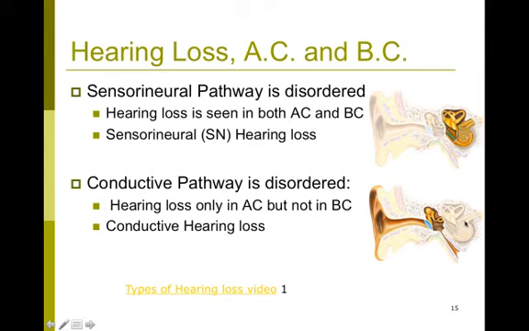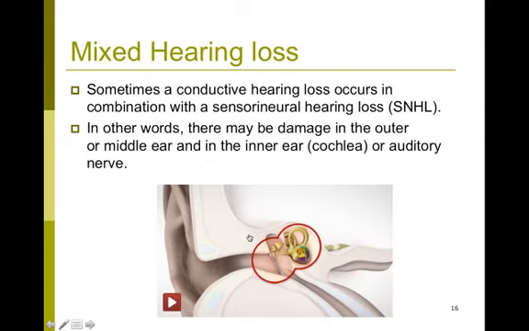So if your air conduction thresholds are abnormal, but your bone conduction thresholds are within normal limits, then it indirectly tells you that the problem is somewhere in the external ear and or the middle ear, and your diagnosis would be that it's a conductive hearing loss. In some cases, you might see a conductive hearing loss component along with the sensory neural hearing loss. In other words, there's damage in the outer and the middle ear, along with damage in the inner ear and the auditory nerve. And that's what we call a mixed hearing loss.